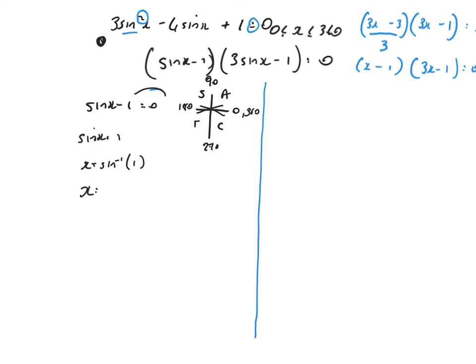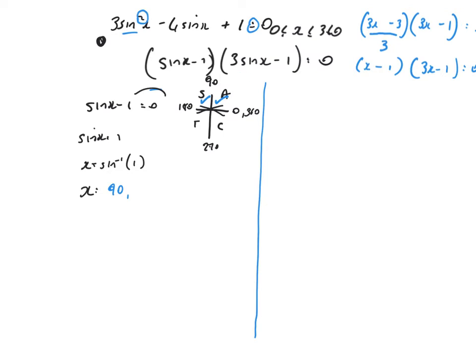Okay, right, so we're in the all quadrant and the sine quadrant. So sin inverse 1, that's one of your exact values. That's 90 degrees, that's my all quadrant solution. So for the sine quadrant, it's going to be 180 take away 90, and it just so happens that that will give me the same result as 90 again, so I don't need to write it down twice. Okay, right, so that's that bit done.